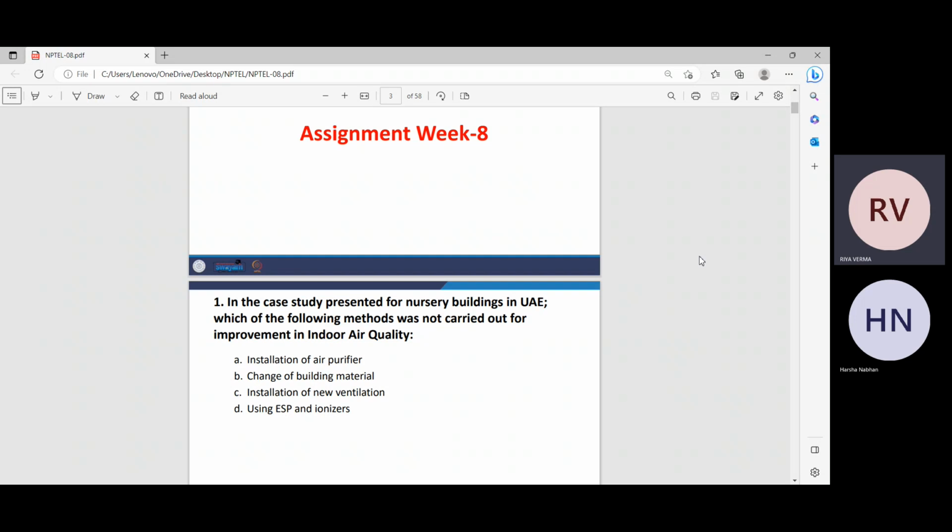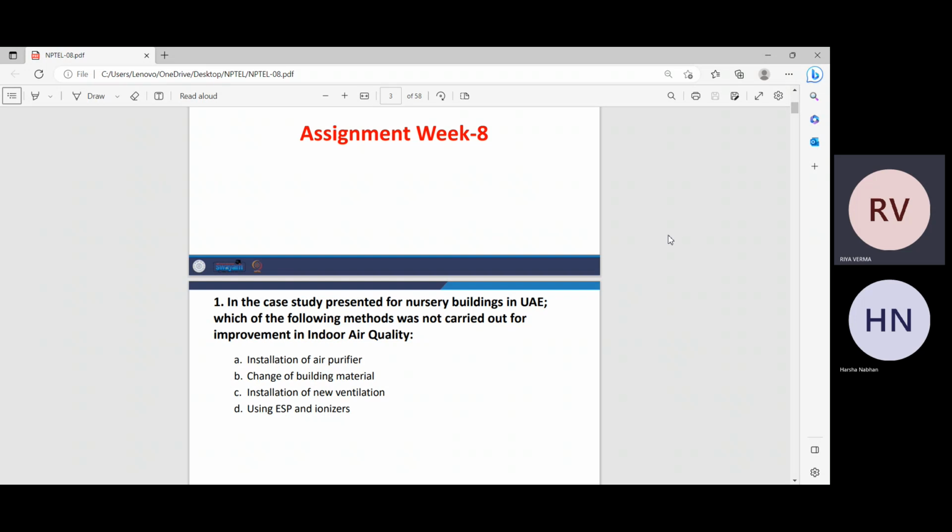So I was in the first question only. Today we have a discussion for week 8 questions, and in that we'll be covering the topic for that case study that was on the nursery buildings in UAE. And apart from that, we'll have our local, global, and regional environmental issues, which include your climate change, your acid rain, your global warming, and all that. And so I was on the first question only.